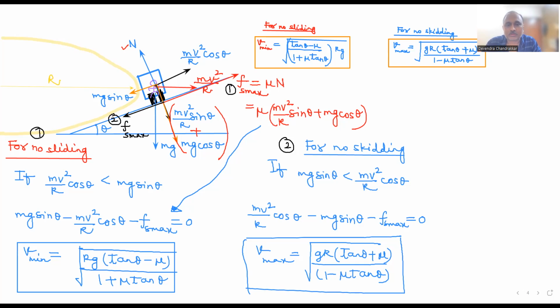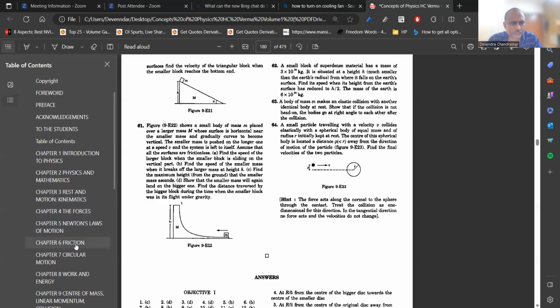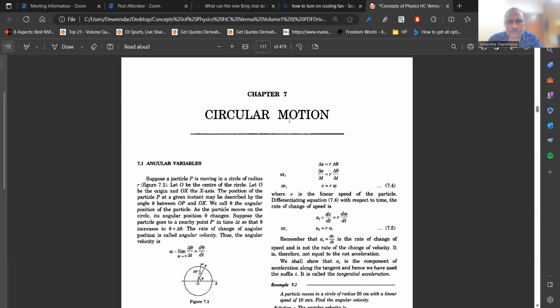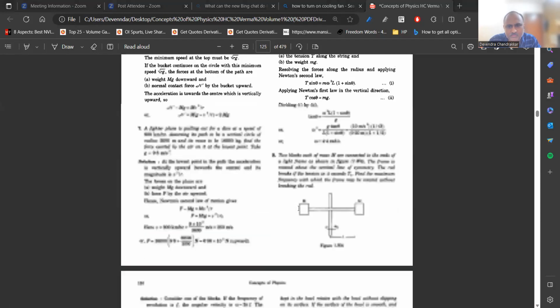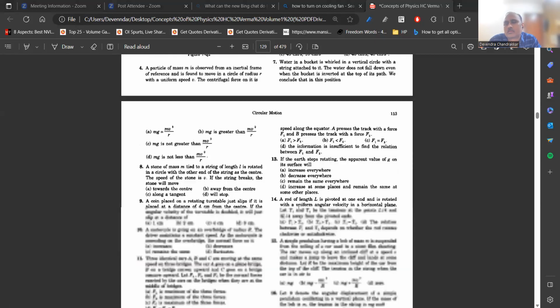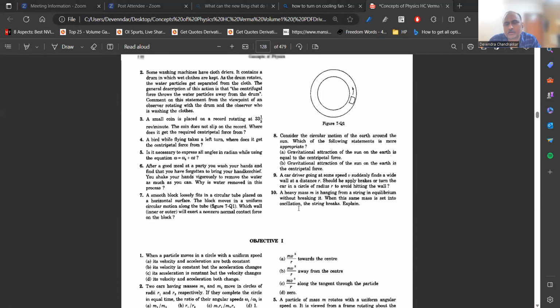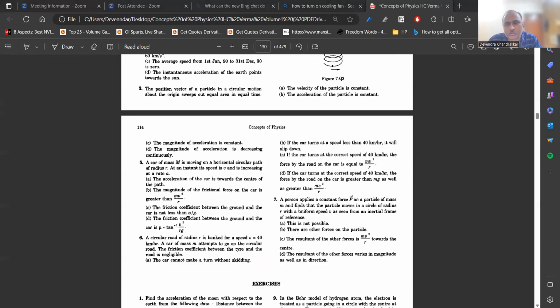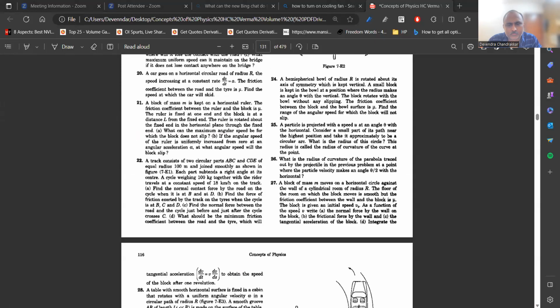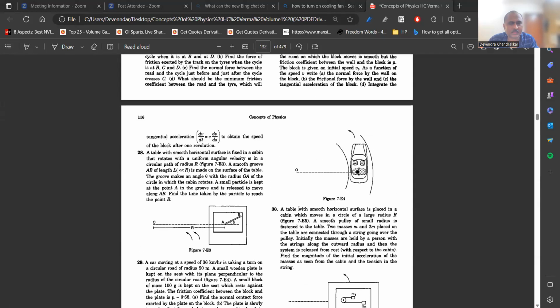See, try questions from HCV. There are very few questions in this chapter. How many are there, I think? Tomorrow we will be doing exclusively numericals based on this chapter only. Okay? Do objective 1, objective 2, all of you. Complete objective 1, objective 2. And at least solve these questions.